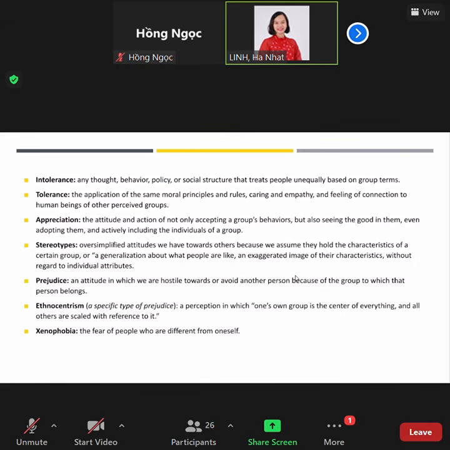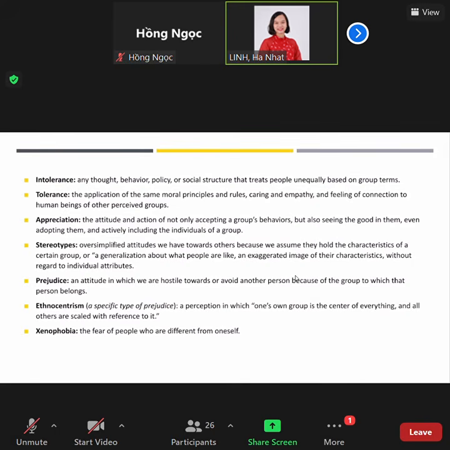So, let's look at the first one, intolerance. It means the way that we treat people unequally based on group terms, okay? And in contrast, we have the term tolerance. It means that we accept the differences of other people.